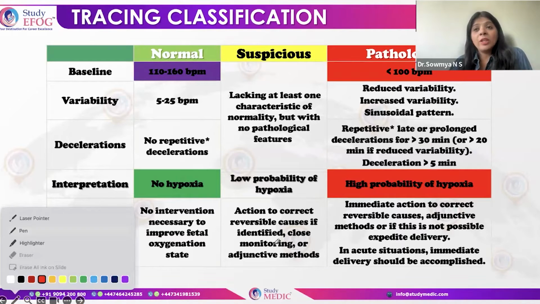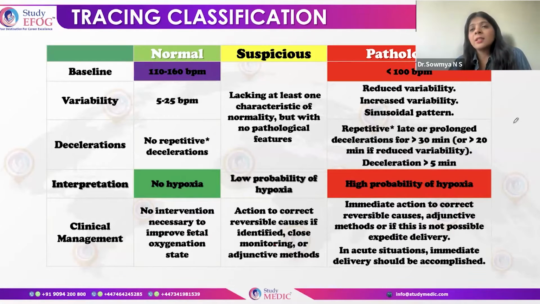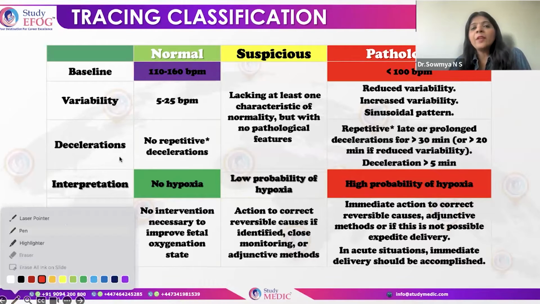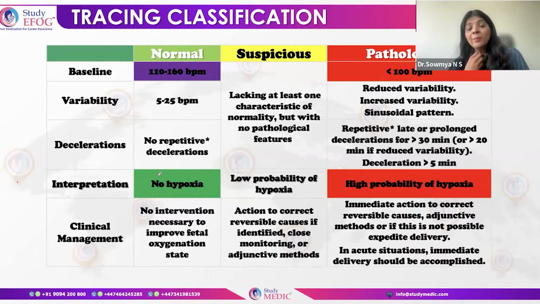And probably you need to remember here, FBS is still done in a couple of European countries. So you need to remember that as well. Okay. So anything between these two features would be suspicious. Suspicious means there is already an element of hypoxia, but there is a low probability. It is not like pathological, where you are sure of hypoxia.